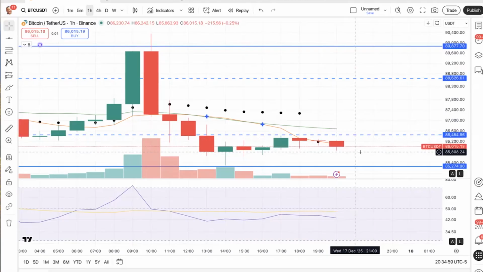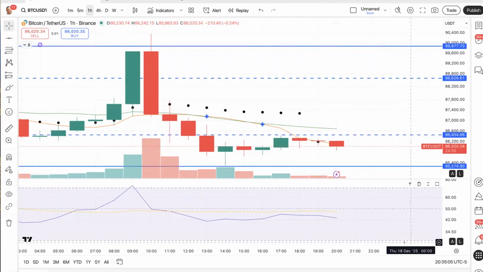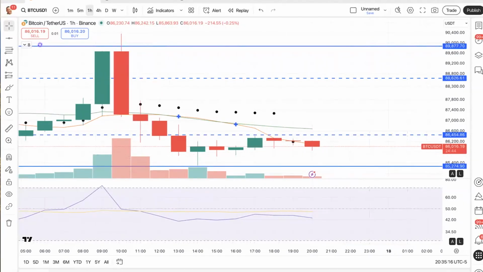It's pulling the rubber band, it's pulling the rubber band, and at some point it's gonna break out or it's gonna break down. And that's when you go long or you go short. Does that make sense? That makes sense.